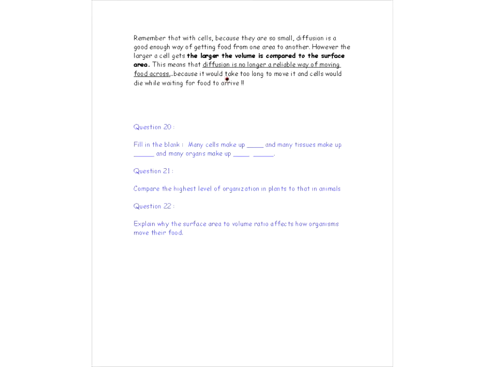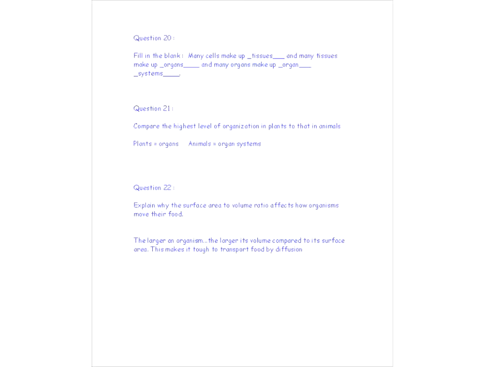All right, so our next question, we're going to fill in the blank. So we'll go to the next page where we see the answers. Many cells make up tissues. Many tissues make up organs. Many organs make up organ systems. Okay, and the next question: compare the highest level of organization in plants to that of animals. In plants, organs are the highest level, whereas in animals you get organ systems.